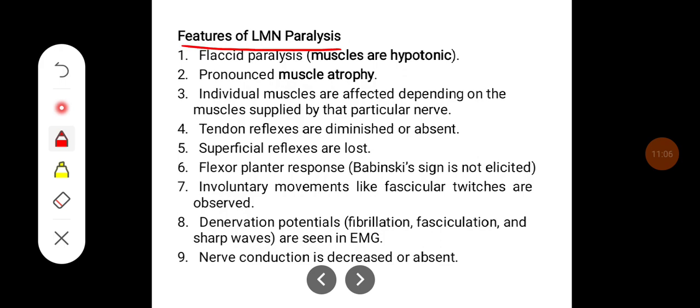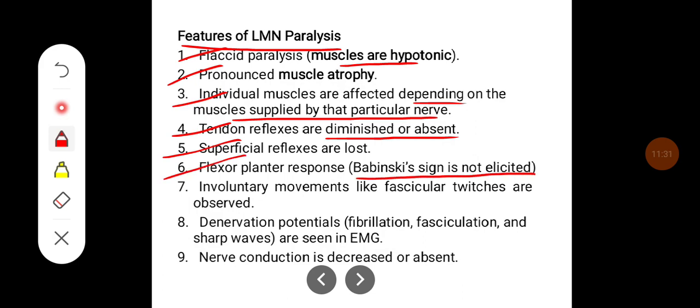The features of lower motor neuron paralysis are: there will be a flaccid paralysis, that is, muscles become hypotonic. There will be pronounced muscle atrophy. The individual muscles are affected depending on the muscles supplied by that particular nerve. The tendon reflexes are diminished or absent. Superficial reflexes are lost. There will be a flexor plantar response, that is, Babinski's sign is not elicited, unlike in upper motor neuron lesion. Involuntary movements like fasciculation twitches are observed.